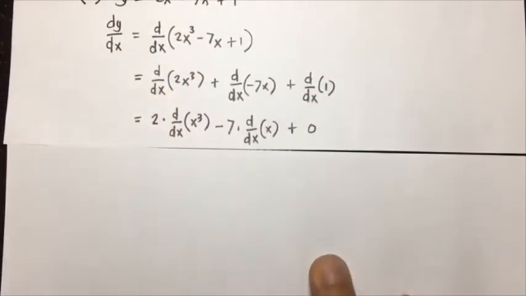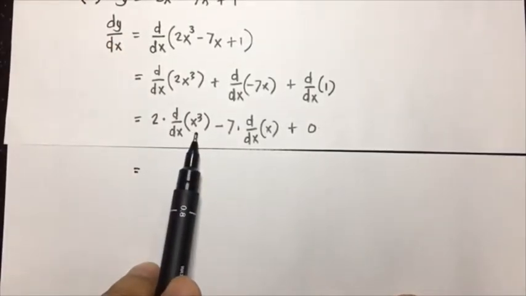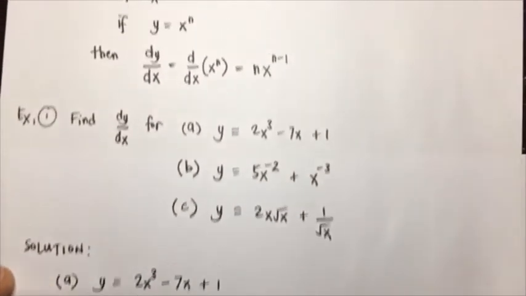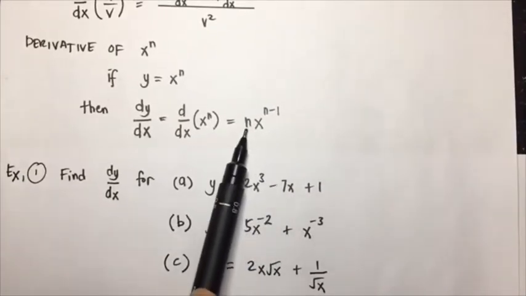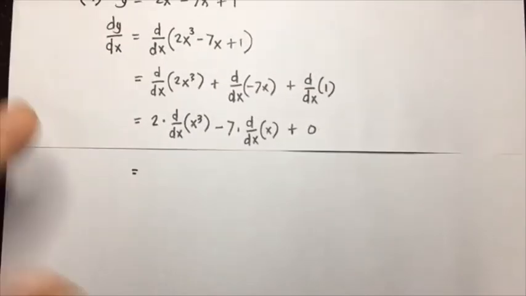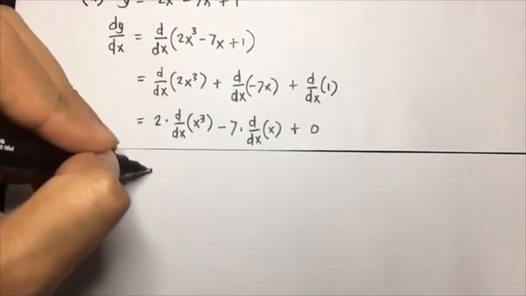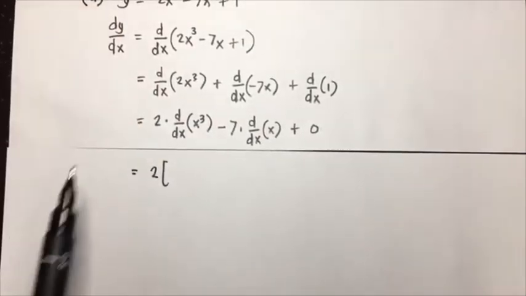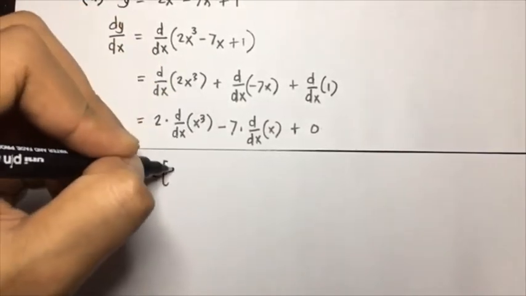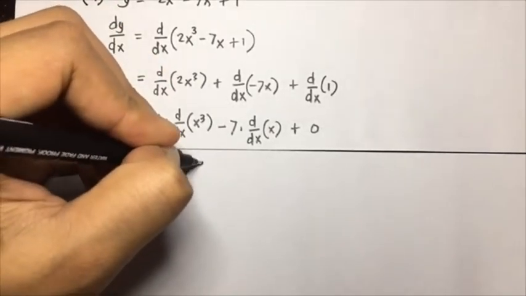Therefore, applying the power formula for powers of x. Recalling, the formula was this one: n x raised to n minus 1. Obviously, for the first term, our n here is 3. So 2 multiplied by the derivative of x cubed, or x raised to 3, which is equal to 3 times x raised to 3 minus 1.